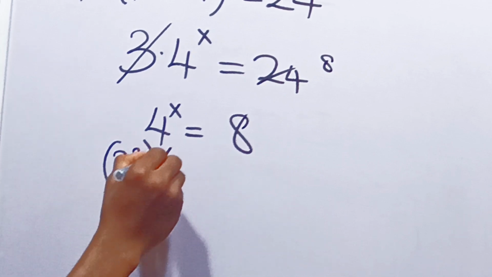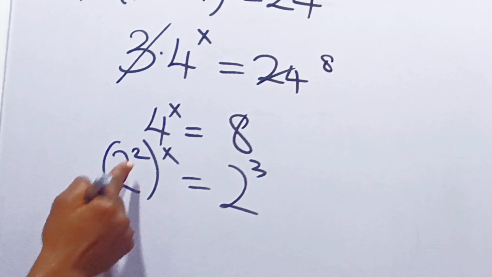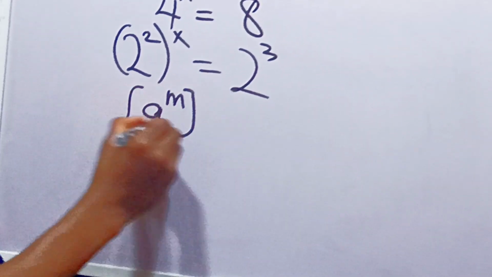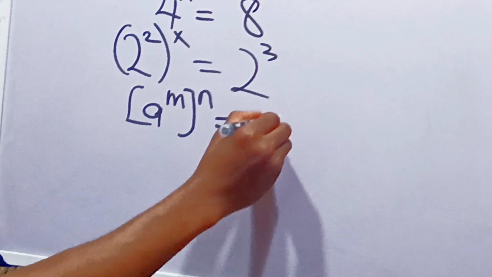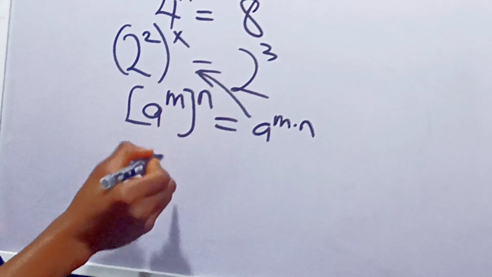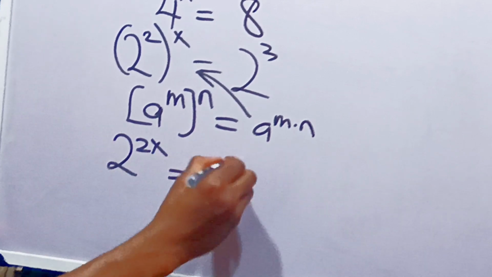raised to the power of x. And 8 is something as 2 raised to the power of 3. When you have something like this, when you have a raised to the power m raised to the power of n, it's equal to a raised to the power m multiplied by n. Applying this law here, you're going to have that this becomes 2 raised to the power 2x to be equal to 2 raised to the power 3.